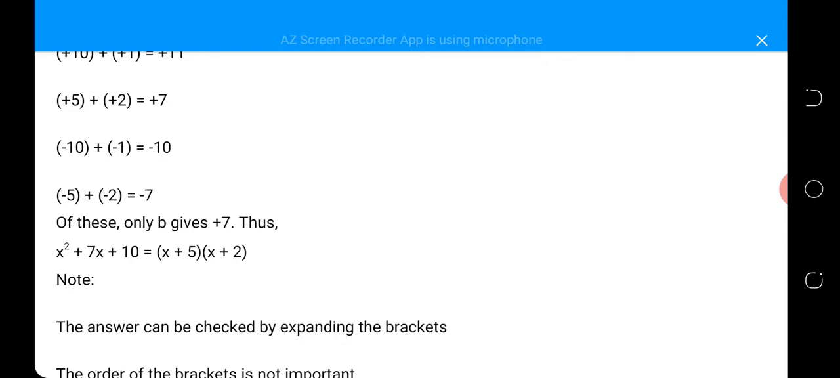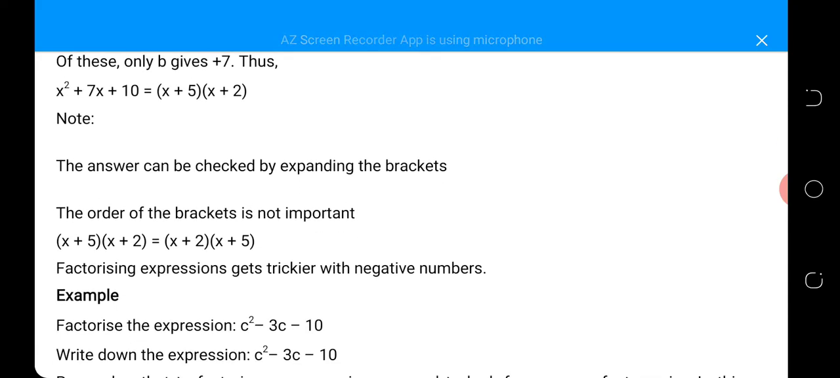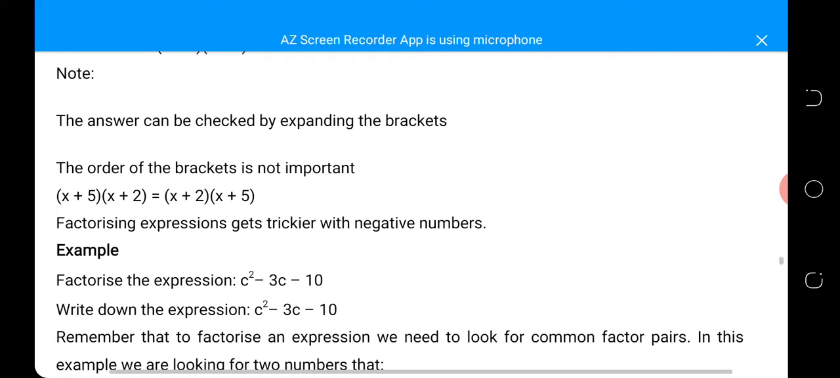Thus, the factorization of x squared plus 7x plus 10 is going to be (x plus 5)(x plus 2). Note, the answer can be checked by expanding the brackets. The order of the brackets is not important. We can write it as (x plus 5)(x plus 2), or we write x plus 2 in the bracket first before we put x plus 5 in the second bracket, as indicated.